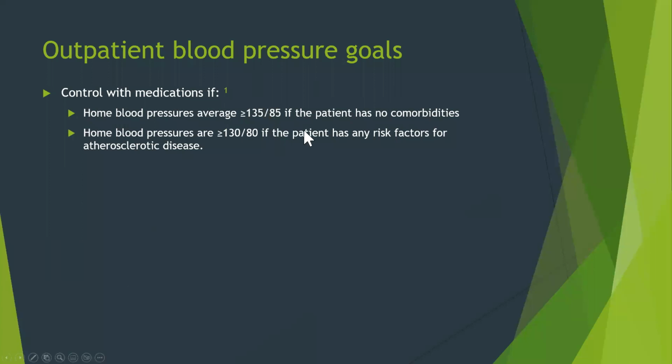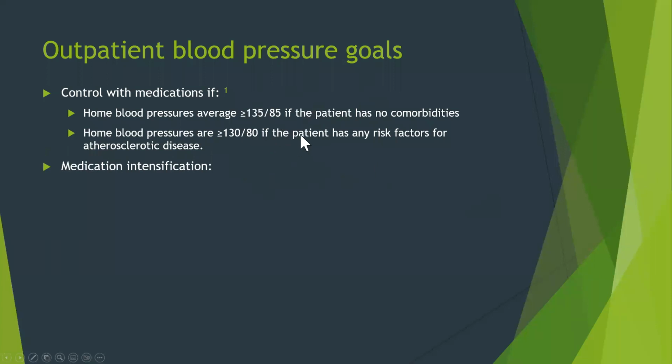So this is the number to keep in mind, that 130/80. And if you can control it more than that, that's great. Your older patients, the ones that are over 65, you can relax this a little bit, but this is still the ideal goal. If somebody has comorbidities, this is what you're trying to get.